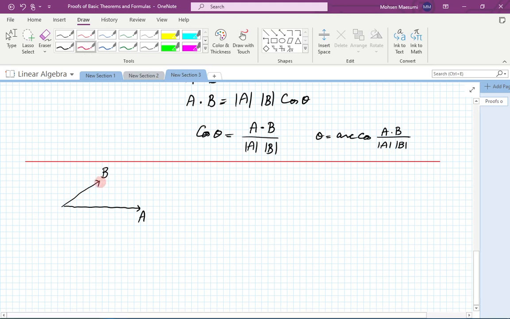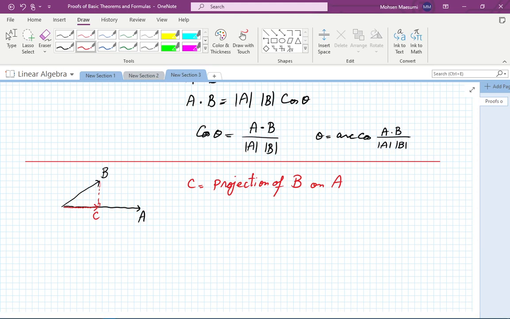So the idea of projection was we drop a perpendicular from one of these vectors onto the other one, and here's the projection. Let's call it the vector C. So C is the projection of B on A. So A is playing the role of the screen, B is the object, C is the shadow of the object on the screen. That's the thinking that we have here. Question is, what's the length of C and what's the vector C itself?